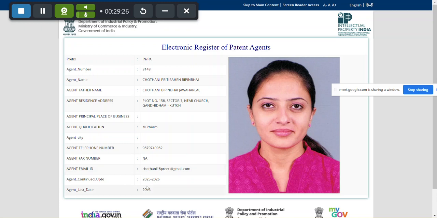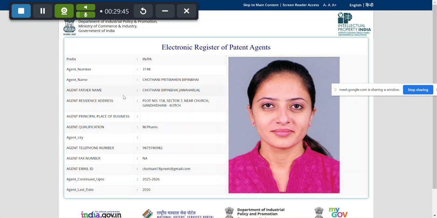Then your mail ID, and till when your renewal fees are paid. Till the 26th my renewal fees are paid. The 26th means April 1st, 2027. I have to pay the renewal fees on the first day of April only.